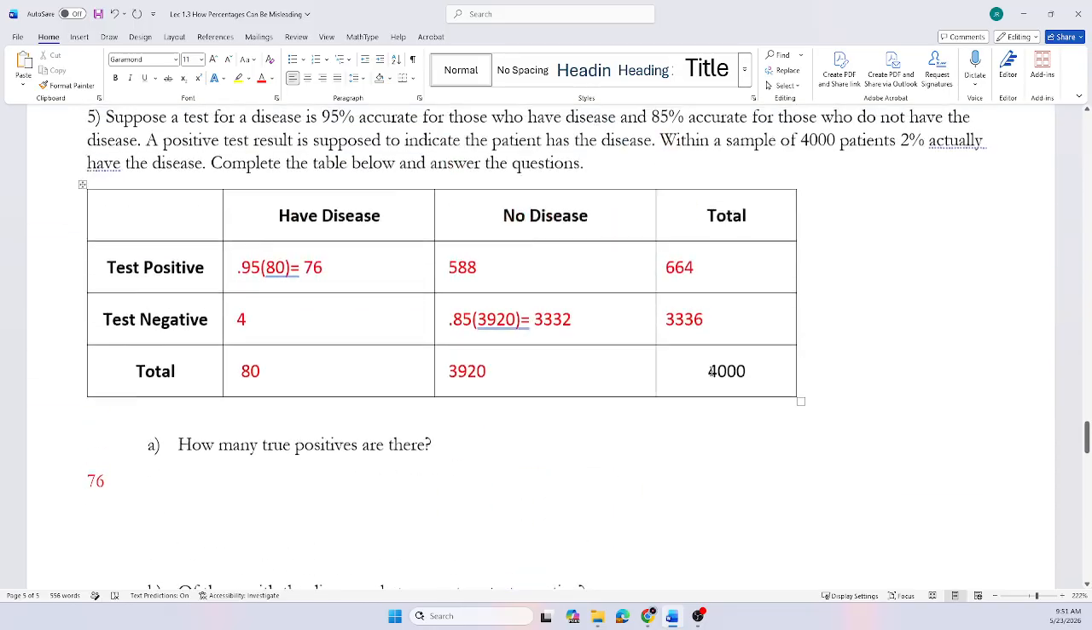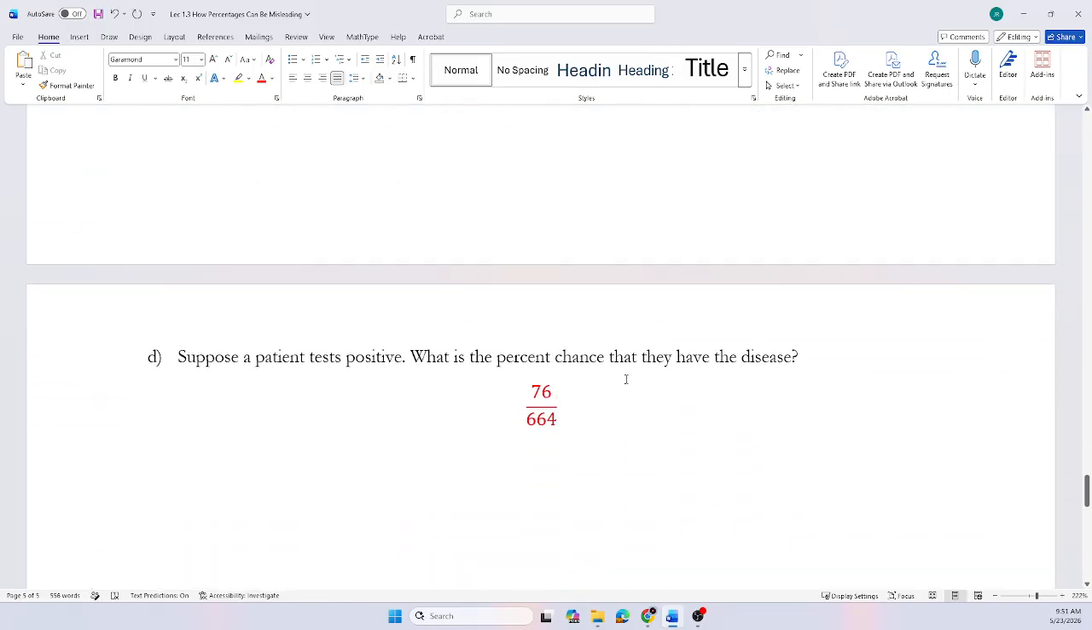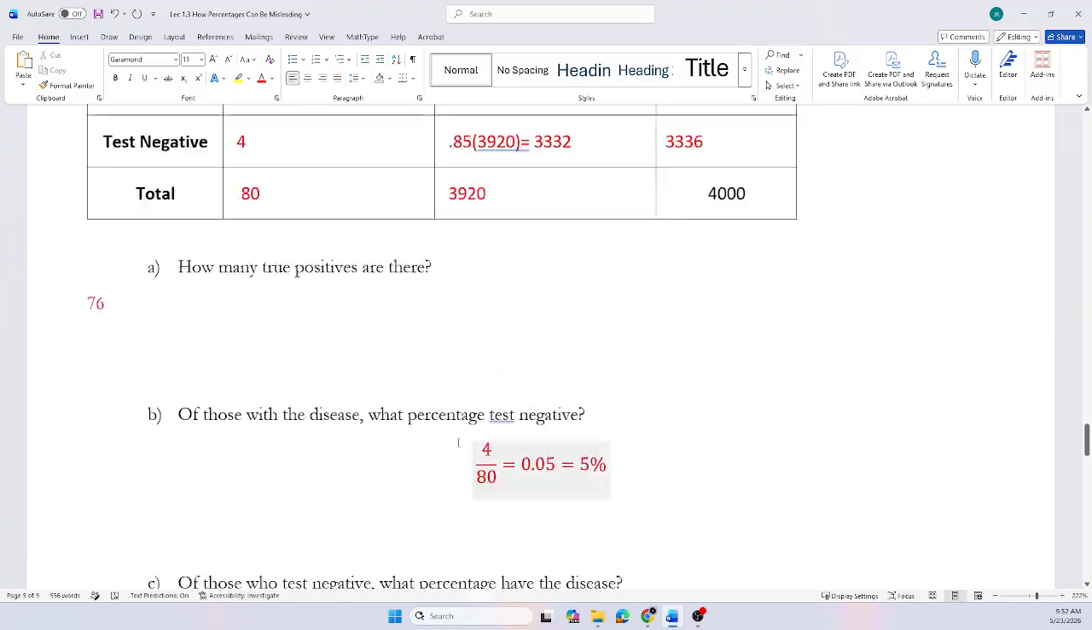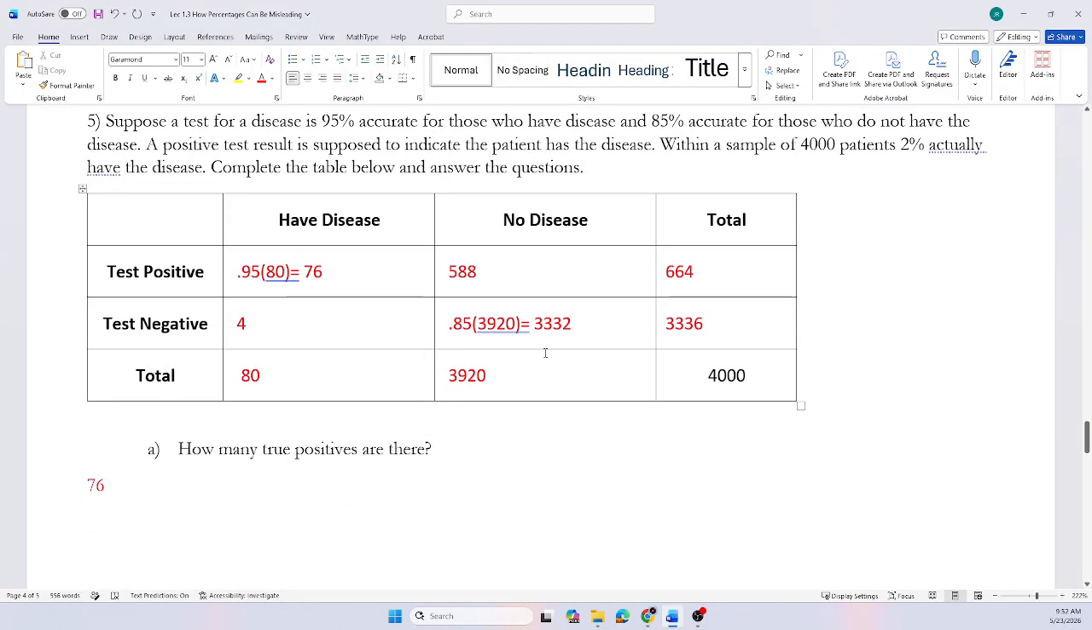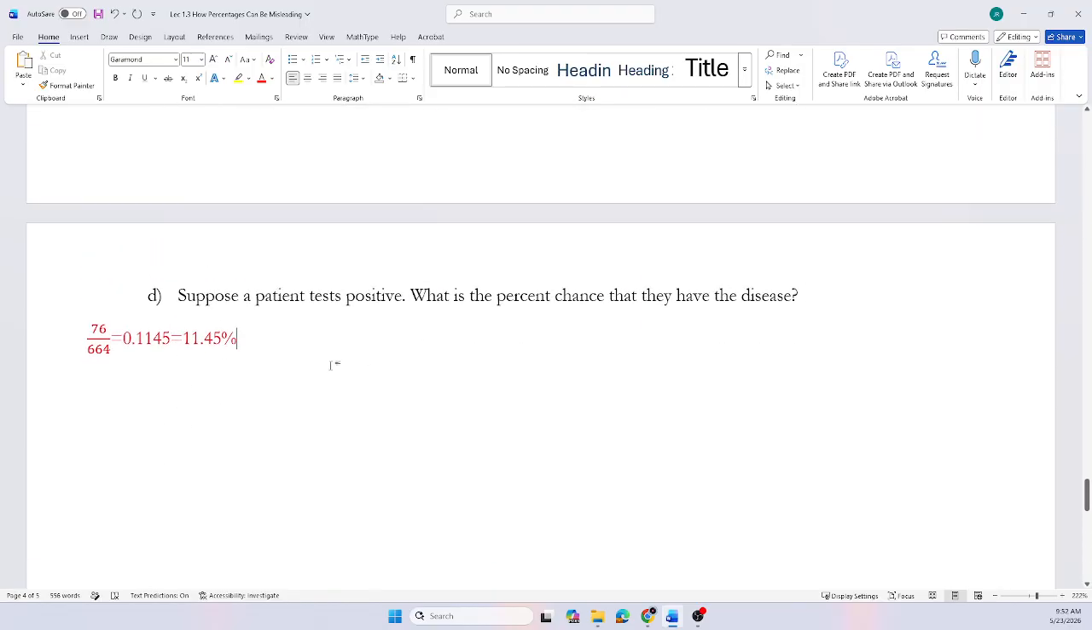Let me double check. It said 76, right? Yep, 76. So the question is, what's the probability? So 76 divided by 664 comes out to roughly 0.1145, which is roughly 11.45%. So if you have the disease, the test is 95% accurate. It's 85% accurate if you don't have the disease. So you might be thinking, okay, well, if I test positive, then it's an 85 to 95% chance I have the disease. It's actually not true. It's closer to 11%. Again, substantially lower.